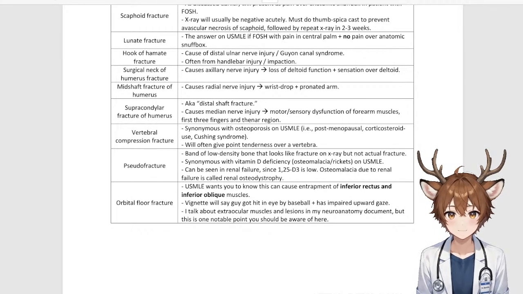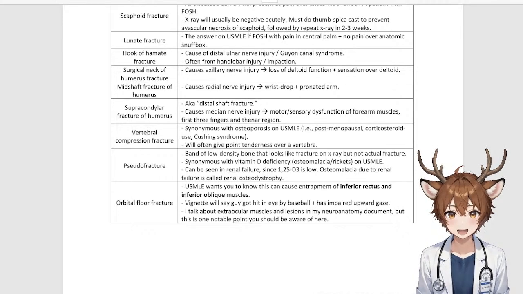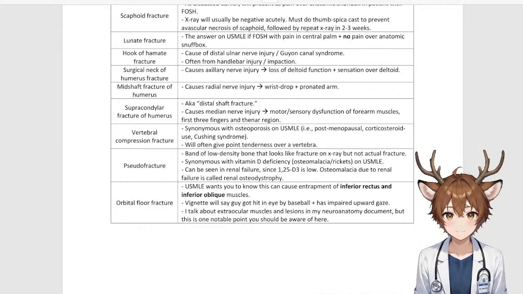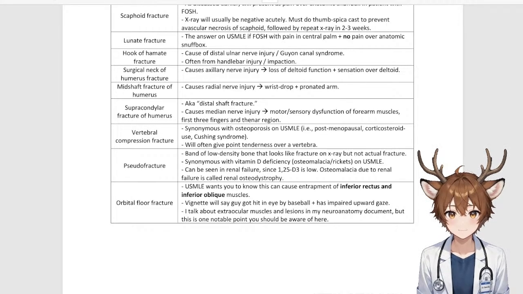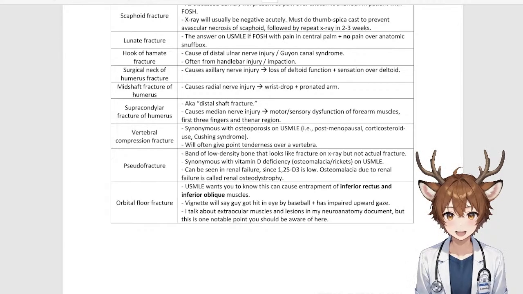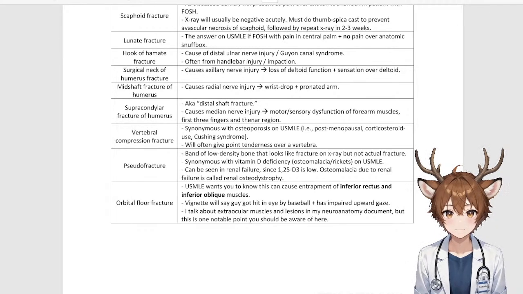Pseudofracture, a band of low-density bone that looks like a fracture on X-ray but is not an actual fracture, synonymous with vitamin D deficiency, osteomalacia / rickets on USMLE. Can be seen in renal failure since the 1,25-D3 is low. Osteomalacia due to renal failure is called renal osteodystrophy.